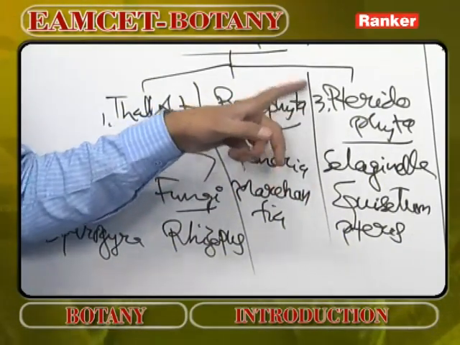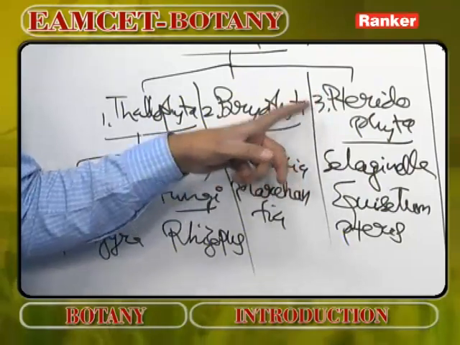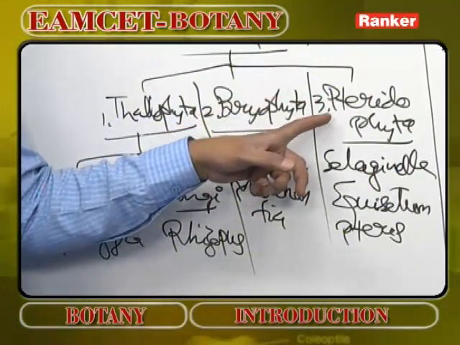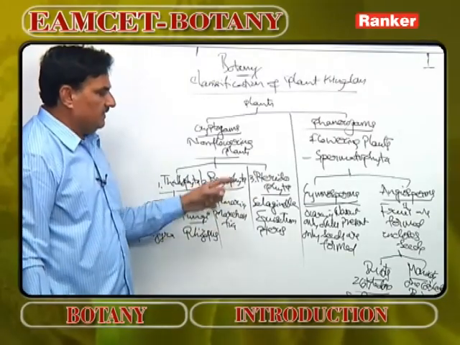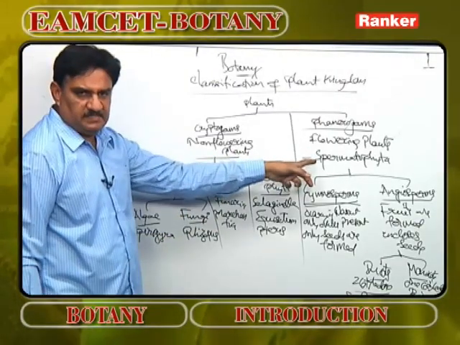Pteridophytes are the first vascular cryptogams. For the first time xylem and phloem are formed in pteridophytes. Selaginella, Equisetum, Pteris. Phanerogams are flowering plants which are divided into only one division, that is Spermatophyta.